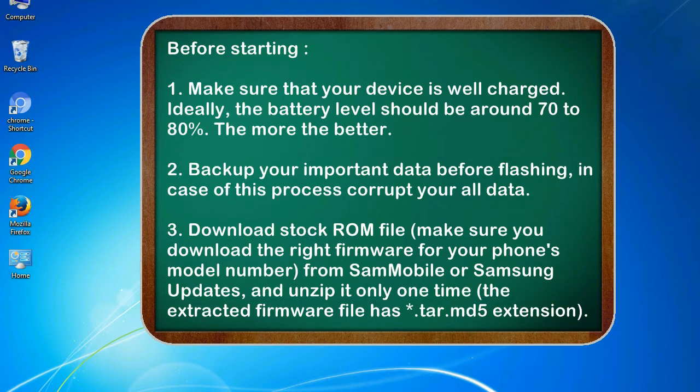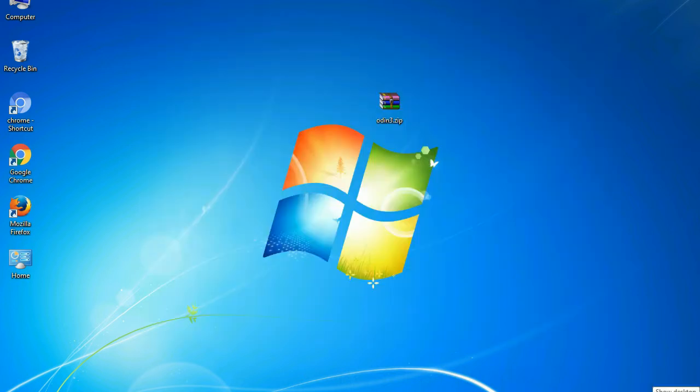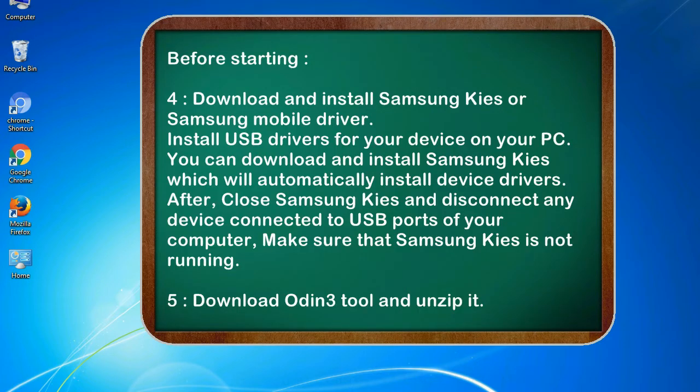3. Download the stock ROM file. Make sure you download the right firmware for your phone's model number from SamMobile or Samsung Updates, and unzip it only one time. The extracted firmware file has a *.tar.md5 extension.